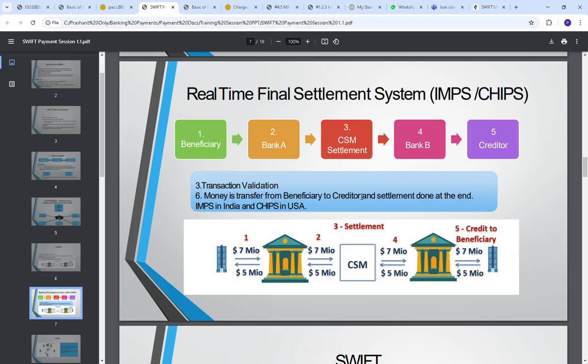It's one of the RTGS only, a sub type of RTGS.